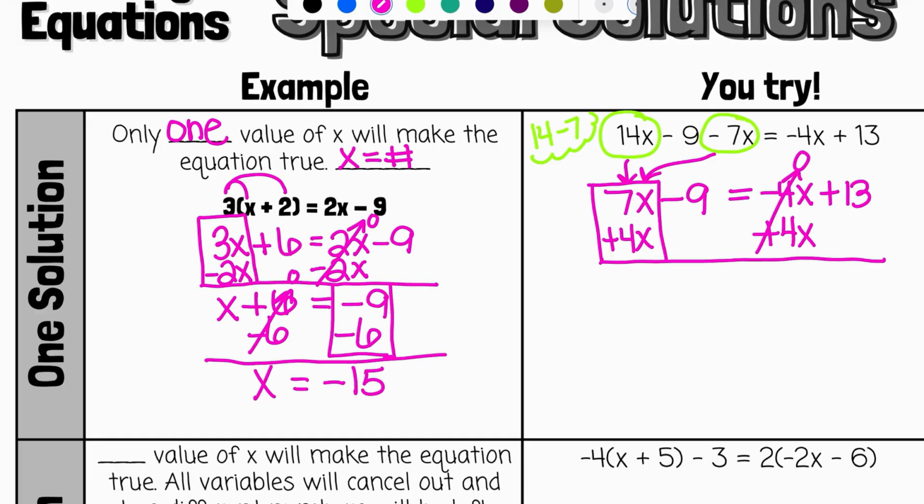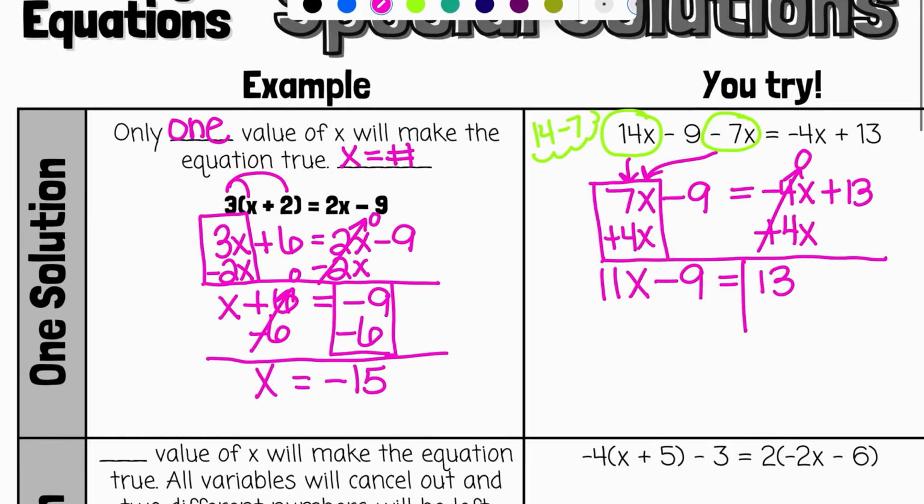And then I go left to right, so my box comes first on the left. 7x plus 4x gives me 11x. Then bring down the minus 9 equals, and then the only thing not crossed out on the other side is that 13. From here, I have to box the one that's by itself, which is that 13.